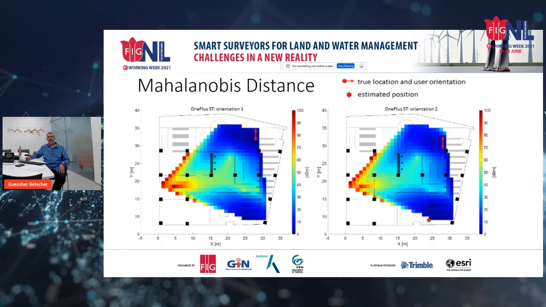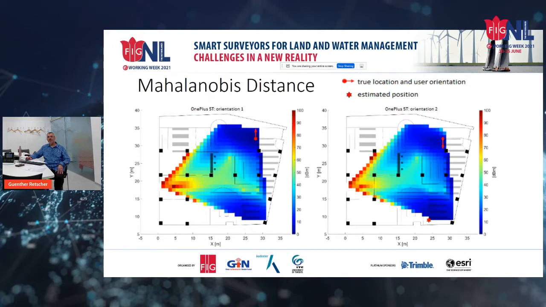Here are some examples. You can see here 2 test points. We have the estimated position denoted as a star, and the true location is a circle. And on the left, the estimated position is the true location. So you don't see a difference here. And the Mahalanobis distance is very small. It has only a value of 0.5 dBm in this case.